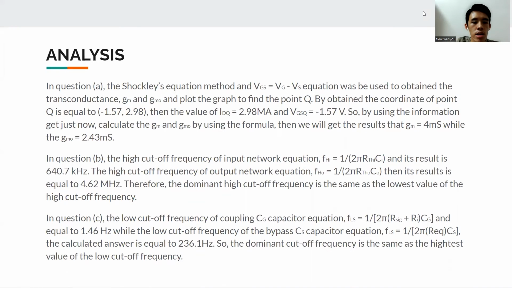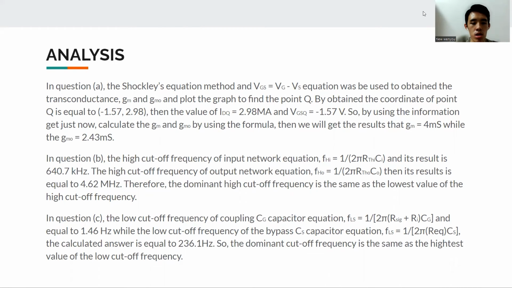In question B, the high cutoff frequency of the input network equation fHi equals 1 over 2 pi RThi Ci, and the result is 640.7 kilohertz. The high cutoff frequency of the output network equation fHo equals 1 over 2 pi RTho Co. Then the result is equal to 4.62 megahertz. Therefore, the dominant high cutoff frequency is the same as the lowest value of the high cutoff frequencies.